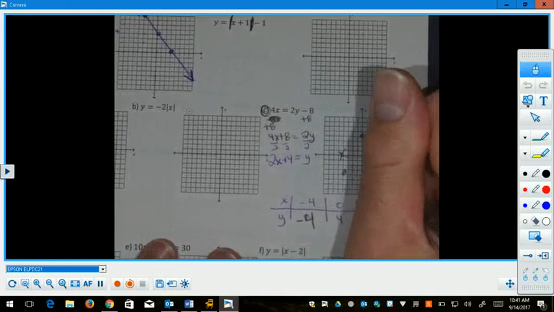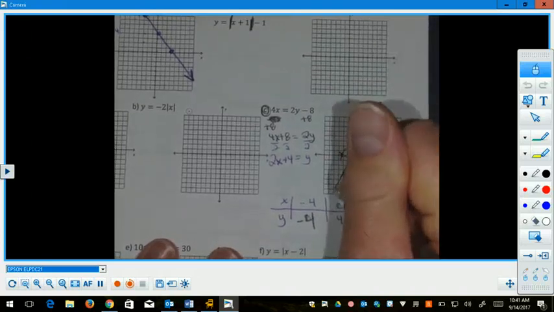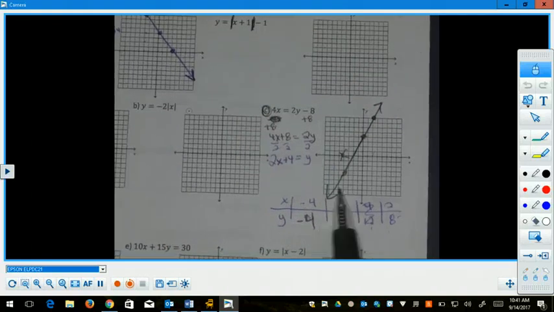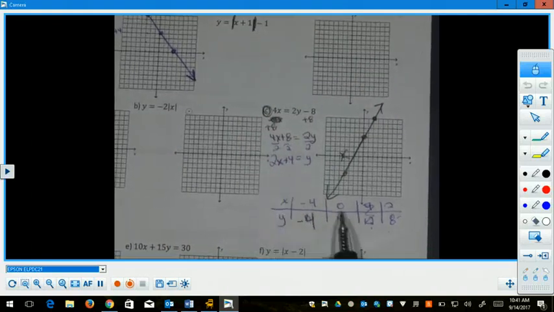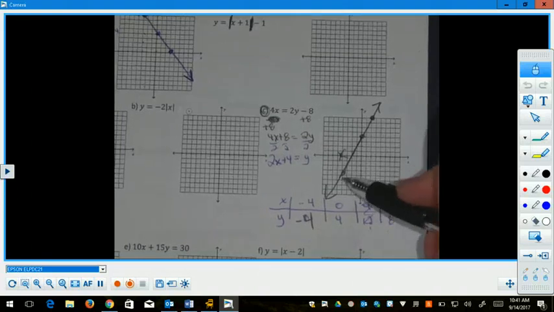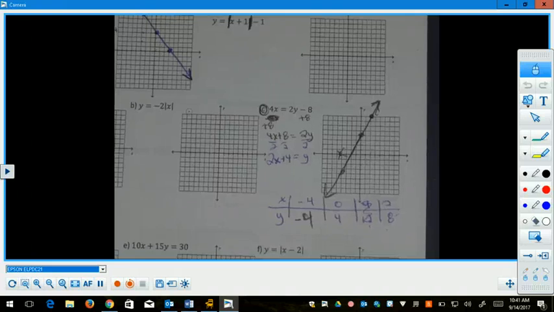All right, so now I have my line. If you don't have a line, something's wrong. You either have the wrong table, so you have to recheck your calculations, or you have the wrong equation if the table was correct. Remember to draw your line across the whole graph and then draw arrows showing that it goes beyond those points. Now, are there any questions on letter C?